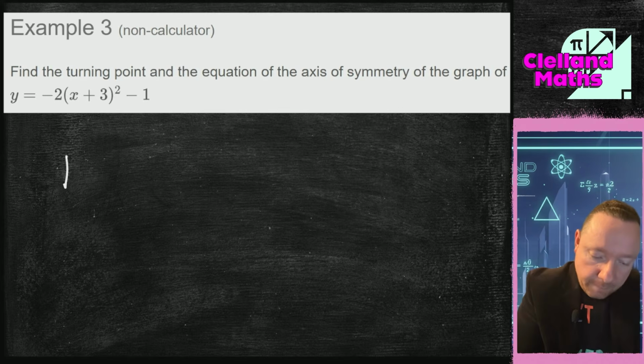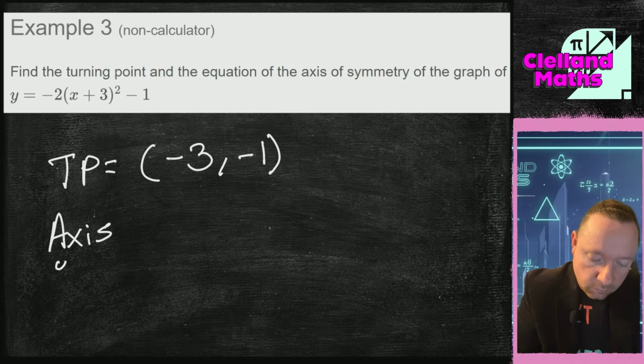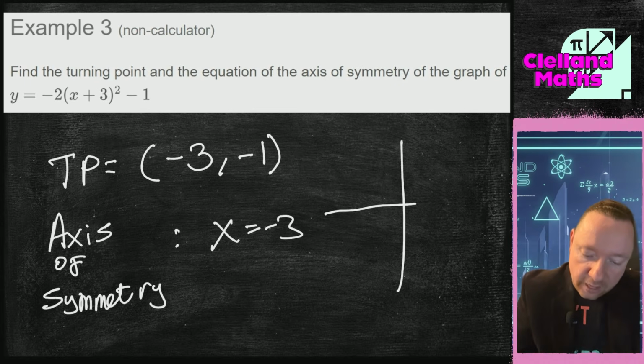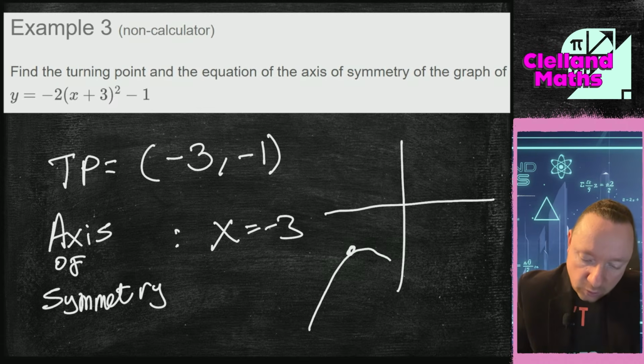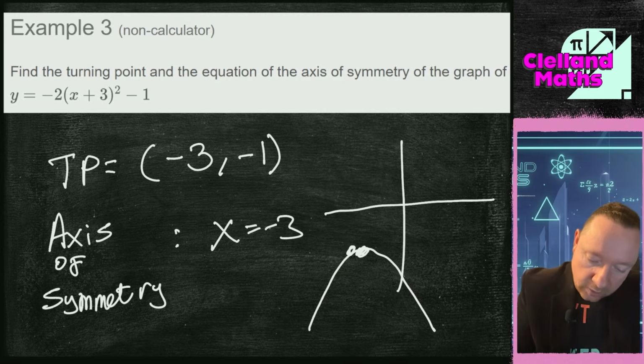So it's still just looking at that and looking at that. So our turning point TP is equal to (-3, -1): change the sign, plus 3 becomes -3, and -1. The axis of symmetry is told from the turning point, but the x part: x is -3. In other words, if we draw a graph of this, you've got a coordinate of (-3, -1) there. Now I know it's going to go like this, but only because it's a -2 in front. That'll give you a -2x squared.